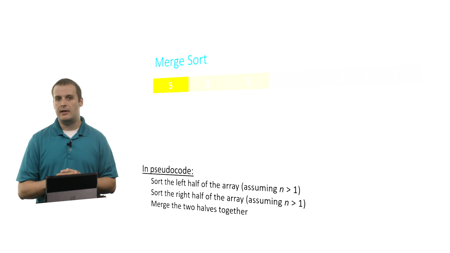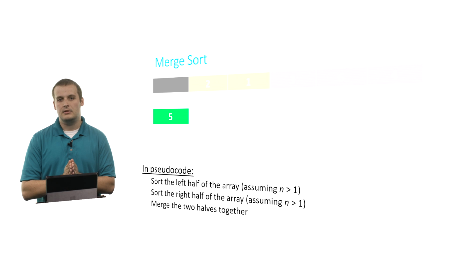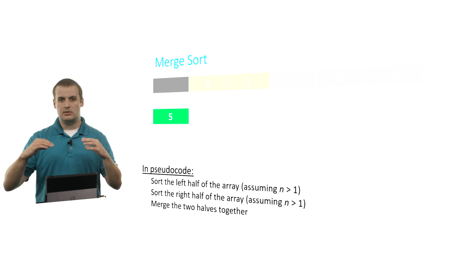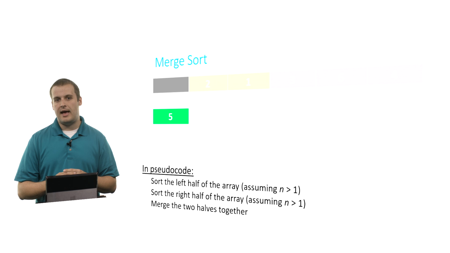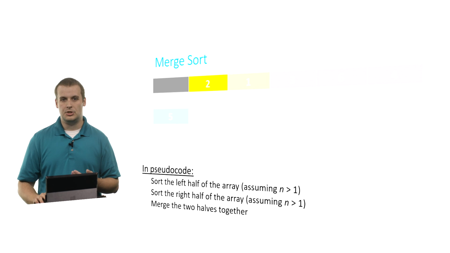5 being a single element array, we know how to sort it. And so 5 is sorted. We're just going to declare that. It's a single element array. So we've now sorted the left half of the left half. Or rather, we've sorted the left half of the orange. So now, in order to still complete the overall array's left half, we need to sort the right half of the orange, or this stuff. How do we do that? Well, we have a 2-element array. So we can sort the left half of the array, which is 2.